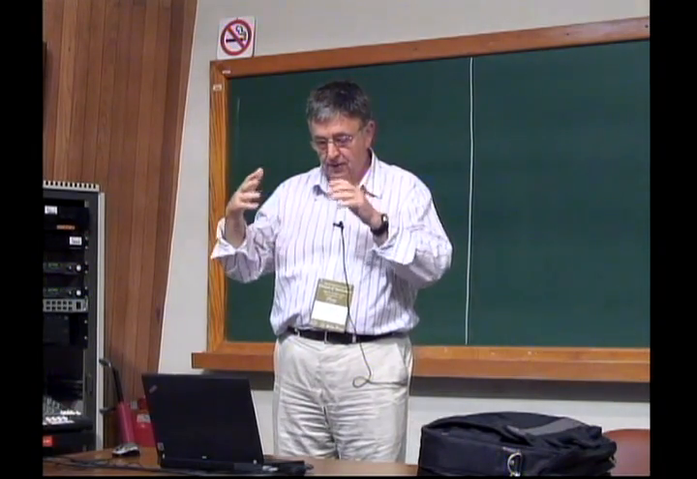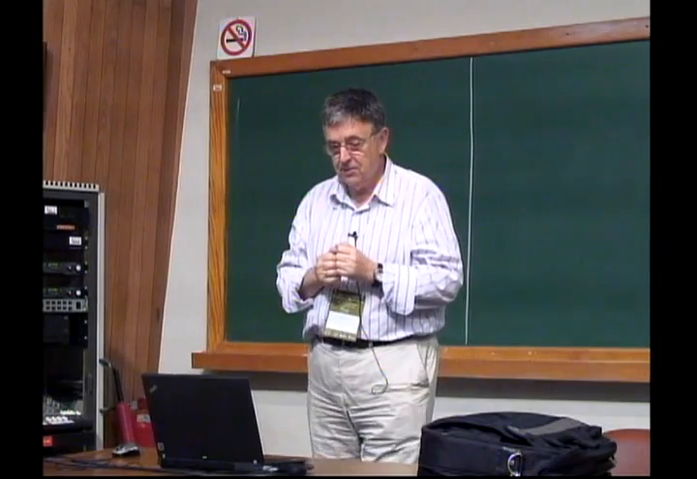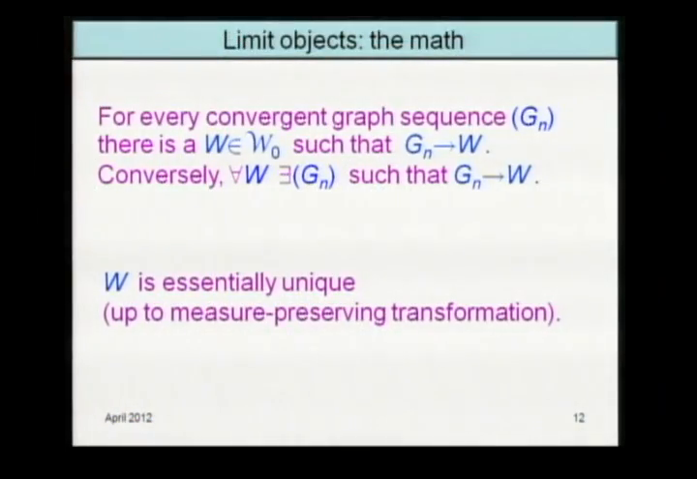So first of all, if you take any such graphon W, then it's reasonably easy to construct a sequence of graphs which will converge to it. So every such W is the limit of some convergent graph sequence. And you could still say that, yeah, but there may be several W's which represent the same limit. And indeed, there will be several W's representing the same limit.